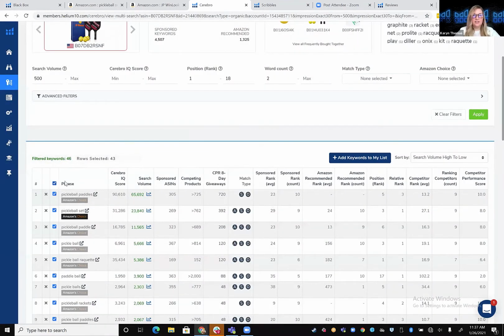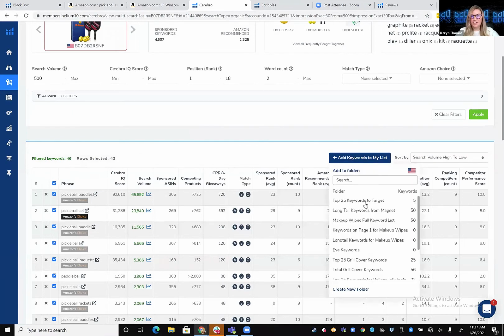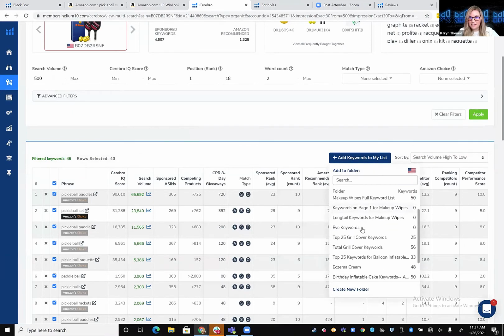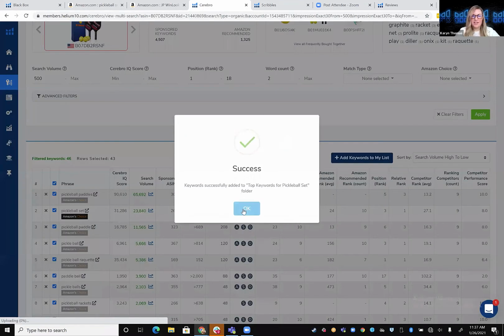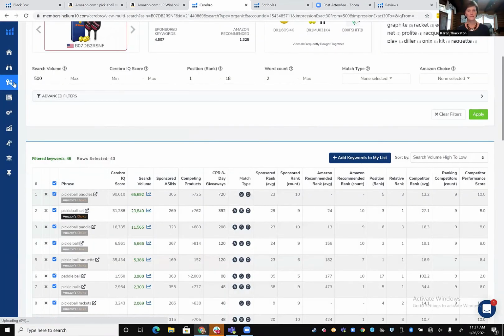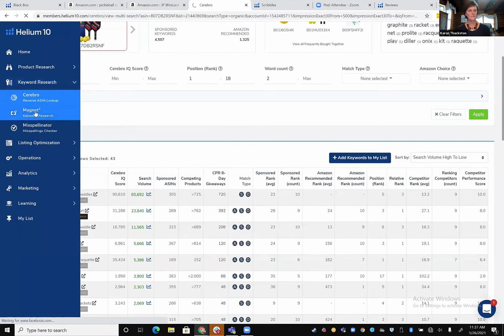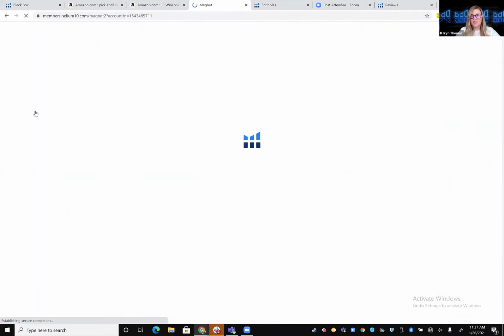And then I want to add those to the folder. So I'll make sure to go ahead and save that. Let's see. There we go. Okay, so I added that there. So another cool thing, do you use Magnet a lot, Karon? To also double check? Okay, nice.